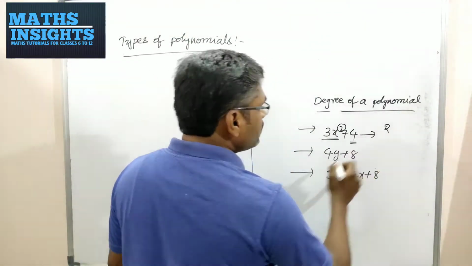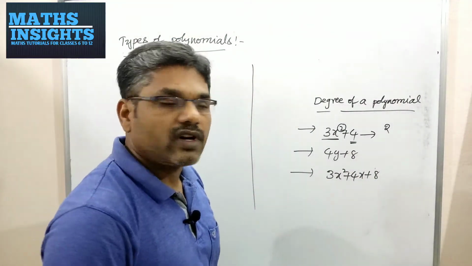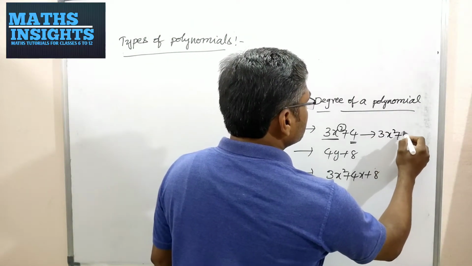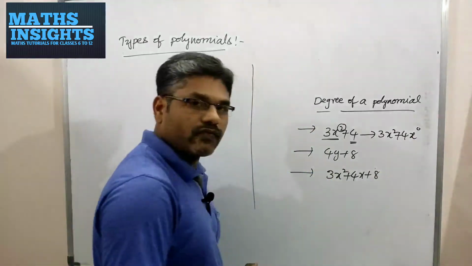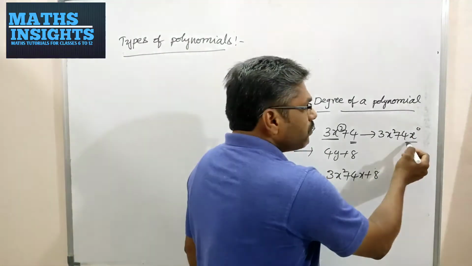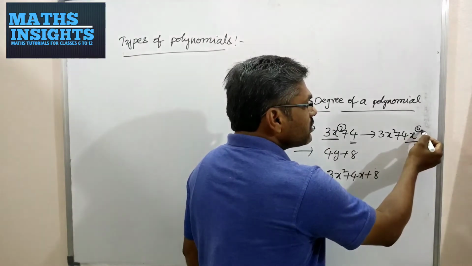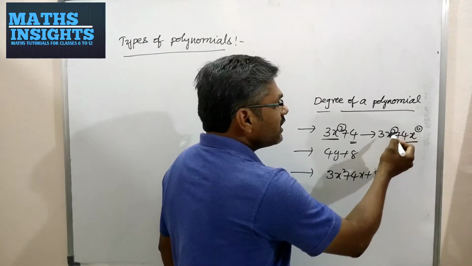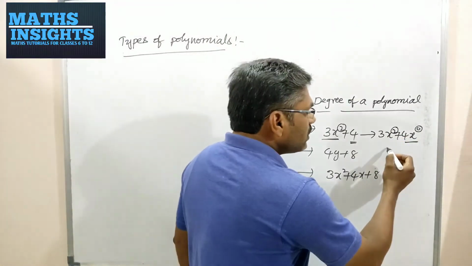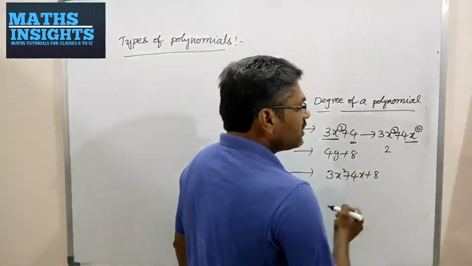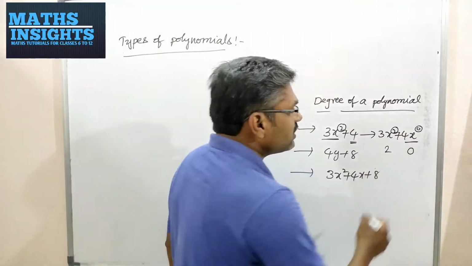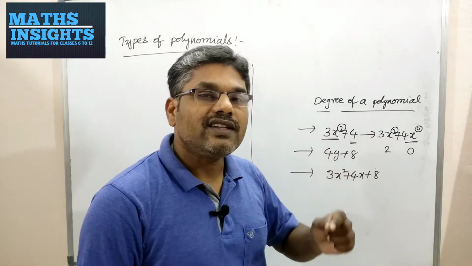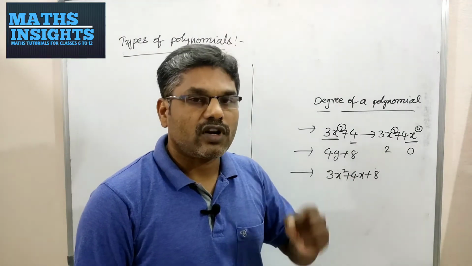And in the second one, you have a power, that may be written as 3x square plus 4 into x power 0. The power of the variable in the first term is 2, and the power of the variable in the second term is 0. So whichever is the highest one, that is called the degree of the polynomial.